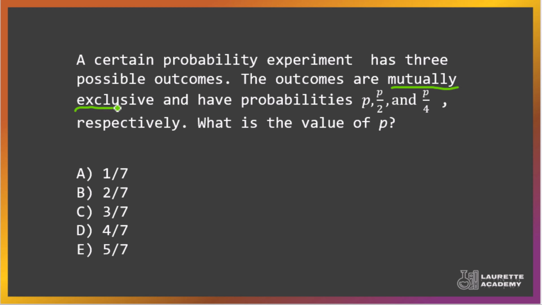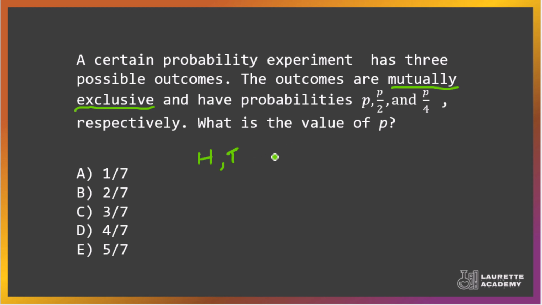part here, mutually exclusive. What are mutually exclusive events? Events are mutually exclusive if they cannot occur simultaneously. Take for example, if you toss a coin, you can either have a head or a tail. You cannot have a tail and a head at the same time.